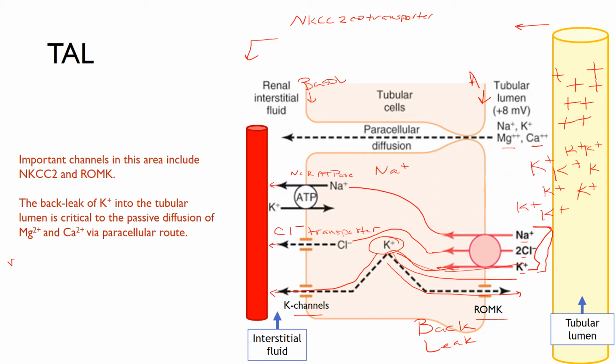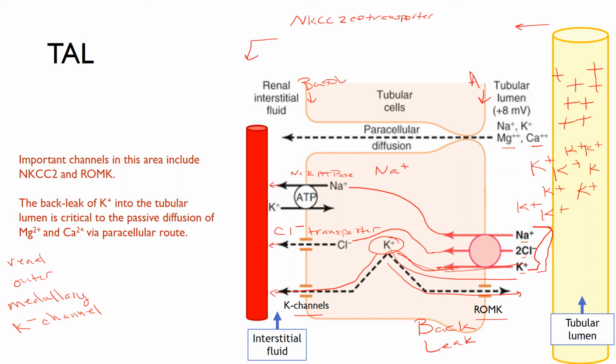As we ascend up the thick ascending limb, the back leak of potassium, back leaking through these ROMK, just in case you are curious, stands for renal outer medullary K channel. So potassium back leaks out this ROMK channel and builds up positive charge.